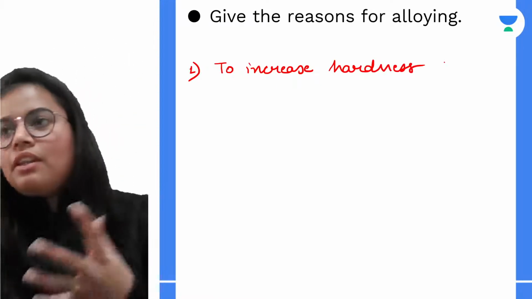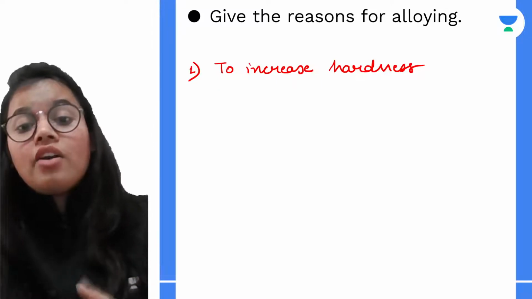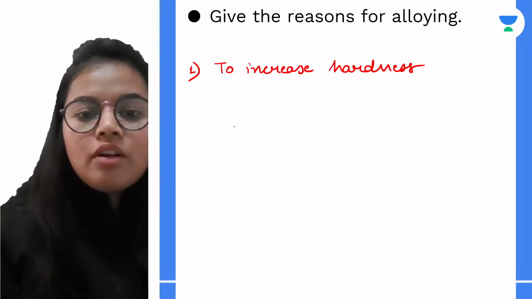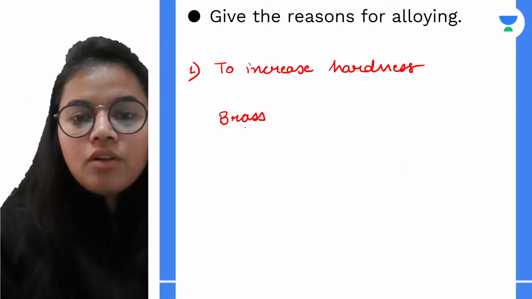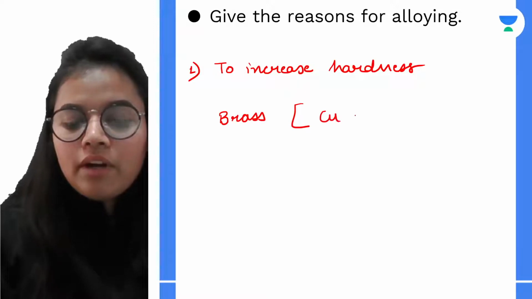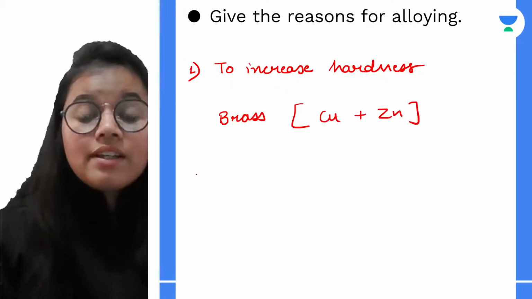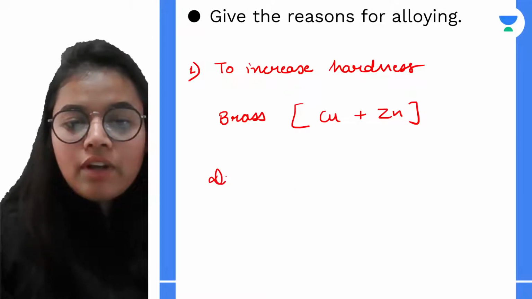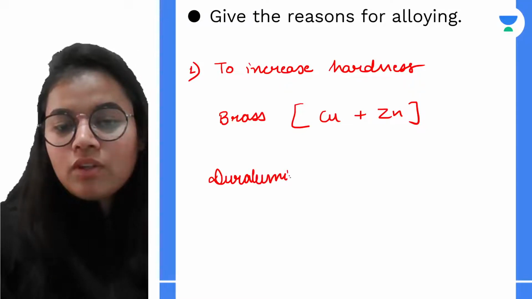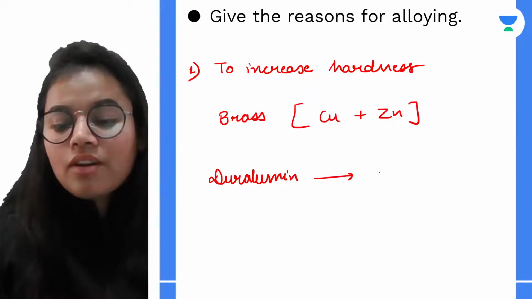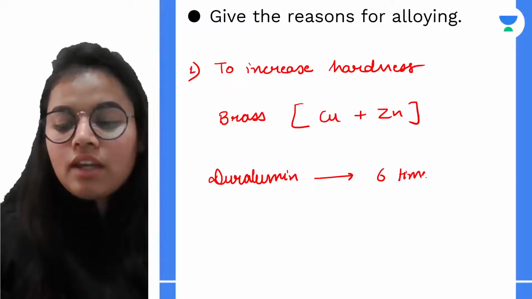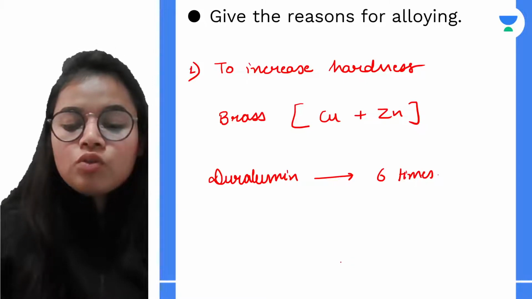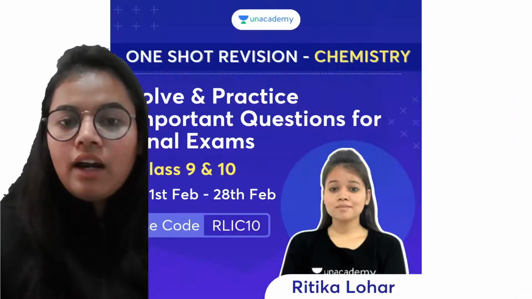Okay, so for example, if I need a particular substance which is very hard, I may mix two metals, or a metal and a non-metal. If I go for brass, it is the alloy of copper and zinc. So what is it? It is harder than copper, it is harder than zinc. Next, if I talk about duralumin, it is an alloy of aluminium. It has strength up to 6 times greater than aluminium. So the first reason is it can be used to increase the hardness.